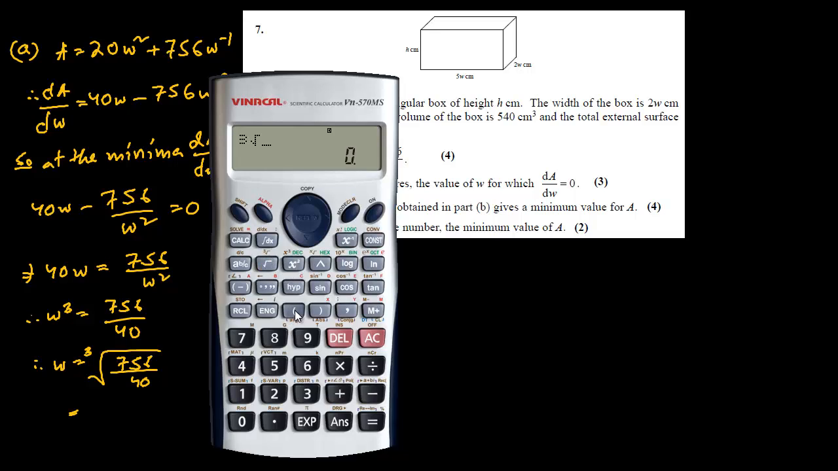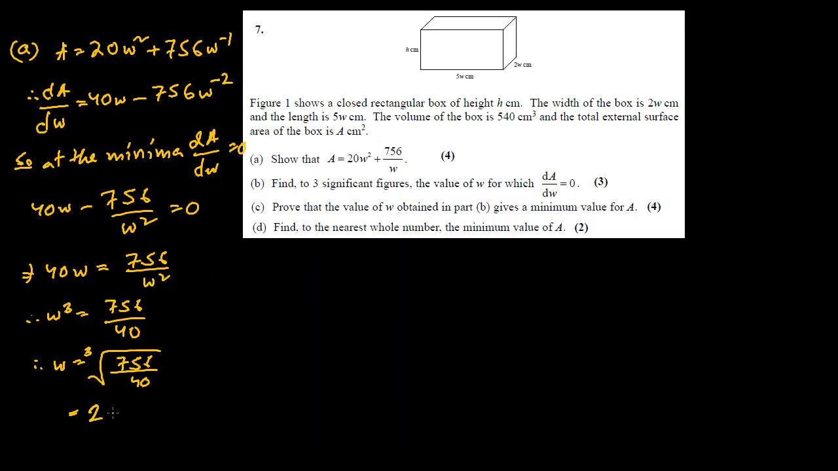shift cube root, this would be 756 divided by 40, bracket closed. So this is going to be 2.6637. So the answer would be W equals 2.66. This was B, by the way. We would do A at the end because it does not deal with calculus.